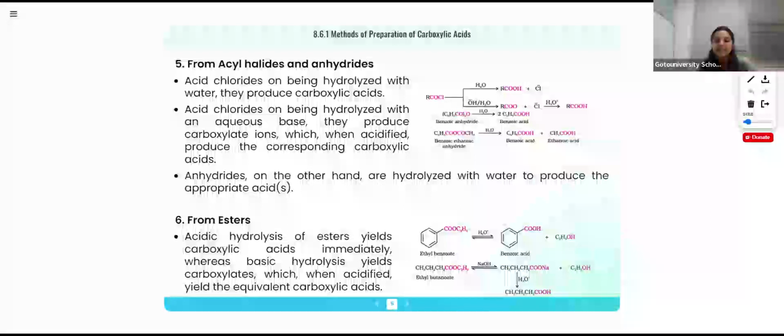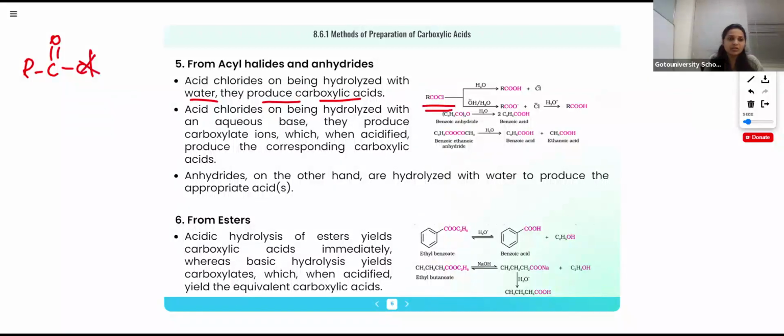Acyl halides and anhydrides. What do you mean by acyl halide? Acyl halides means RCOCl. This is called acyl halide. Got it? So acyl chlorides on being hydrolyzed with water produce carboxylic acid. Here I am taking acyl chloride. Acyl halide means instead of this chlorine, any X may be there: bromine, fluorine, iodine, anyone. So I am starting with the acyl chloride.